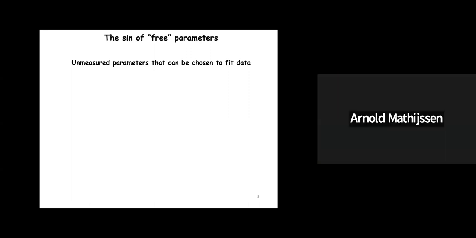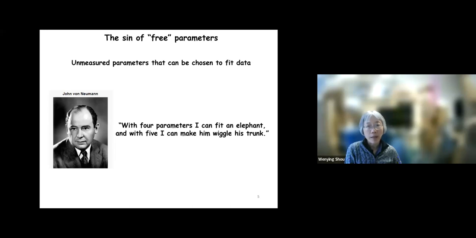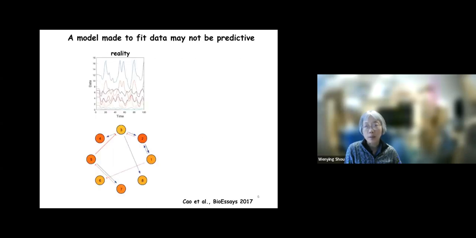The sin of free parameters, it says. Yes, the sin of free parameters. Free parameters are unmeasured parameters that can be chosen to fit data, right? The mathematician von Neumann said, with four parameters, I can fit an elephant, and with five, I can make him wiggle his trunk. So I thought, what if I just measured every single parameter, then I will not be accused of committing this crime. That was the plan.